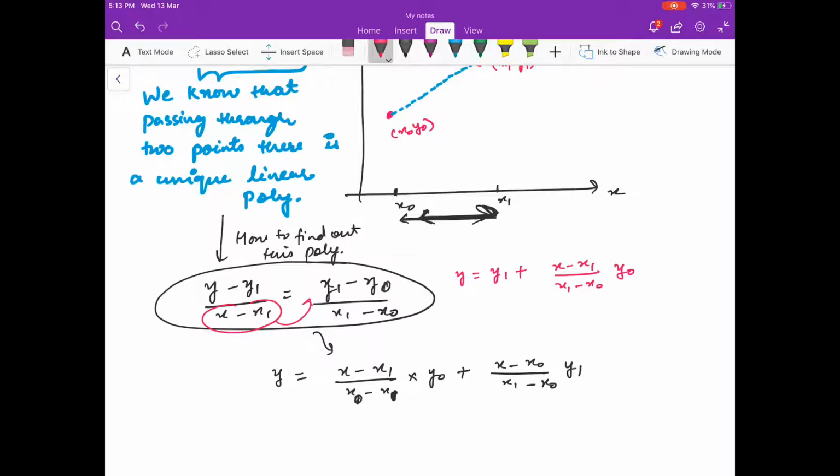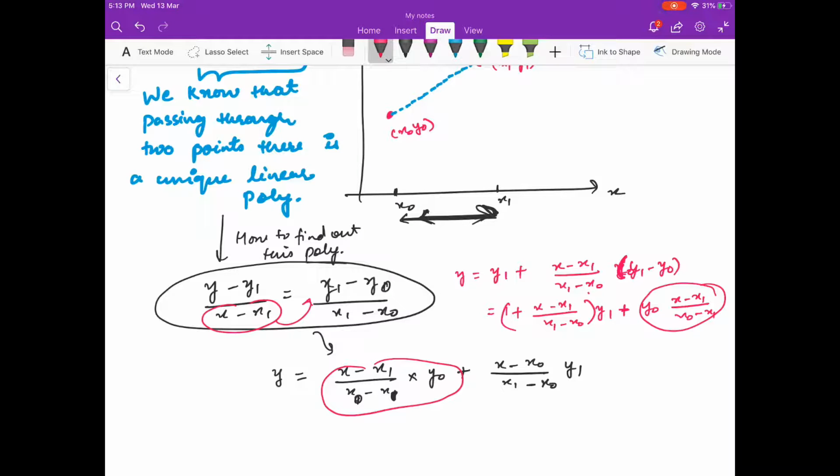I'm sorry, here you have this factor also, y1 minus y0. Okay, y1 minus y0 into x minus x1 upon x1 minus x0. Now you can separate the y1 term. So you have 1 plus x minus x1 upon x1 minus x0 into y1, or you take it plus y0 into x minus x1 upon x0 minus x1. So this is the first term, I have written it here.